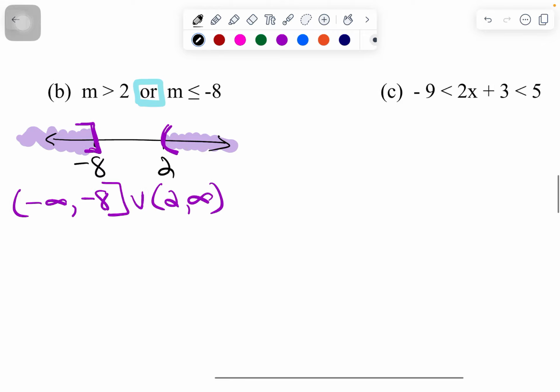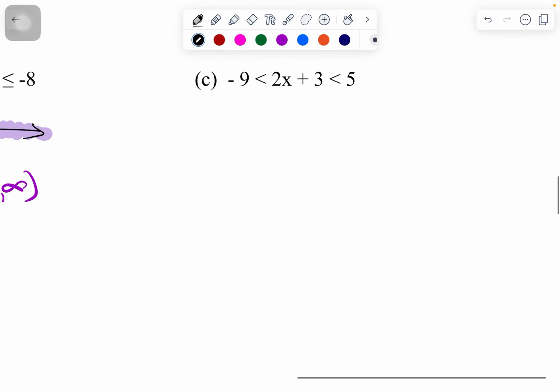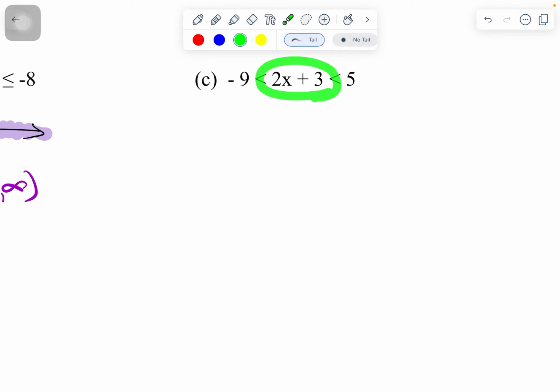Okay, part C is a conjunction, but the middle section is not solved. And so what we're going to do is, and you can do this one of two ways, I'm going to show you how to do it as leaving it as the conjunction, and then break it apart into your two inequalities. So what I mean by that is I need to get this middle section to be just x. So I'm going to have to get rid of a times by 2, and I'm going to have to get rid of a +3.